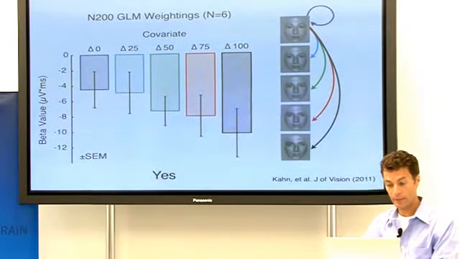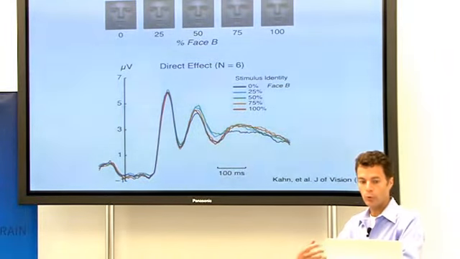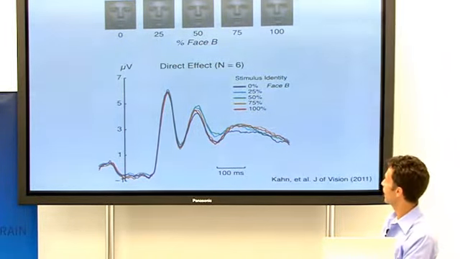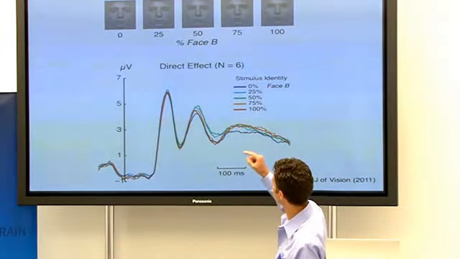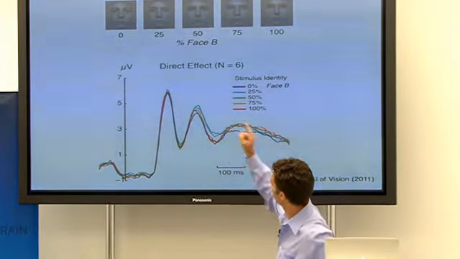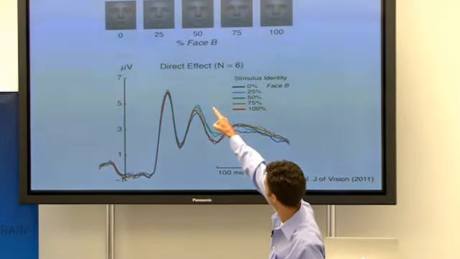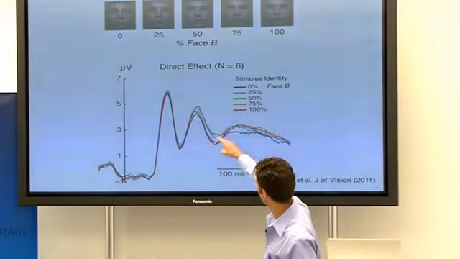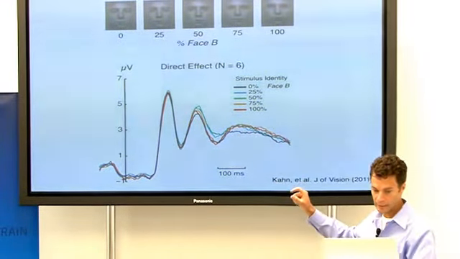Conversely, you can take the very same data and analyze it looking for a direct effect. This is now like looking for this norm-based encoding. So the idea now is we're going to take the waveform to each stimulus itself. So every time face 0 appeared, what was the response? Every time face 25, 50, and so on. And you get this set of functions. Okay? And again, it looks like there's a bit of an ordering here, right?